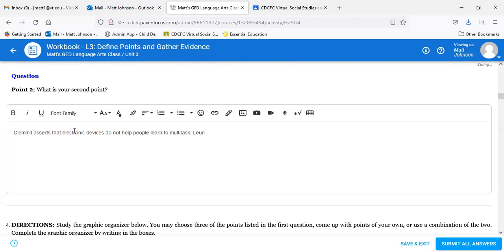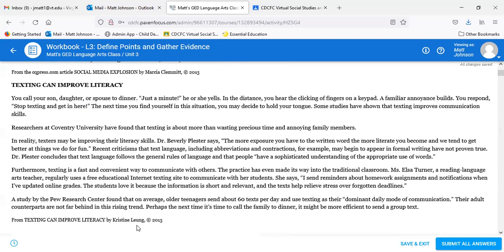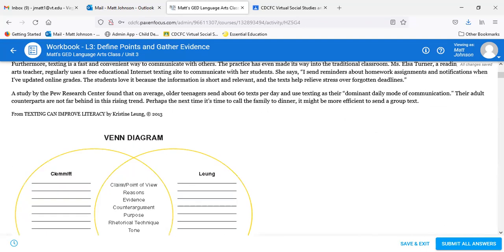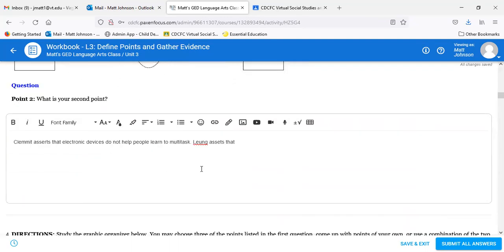And Leung asserts that, I want to make sure I get it right, studies have shown that texting improves communication skills. Very good, you're on top of it, Grace. That should be asserts, not assets. That social media improves literacy skills. There we go. So there's our second point, and we will be able to discuss that when we get into the body of the writing response. Okay, so paste. Reasons.